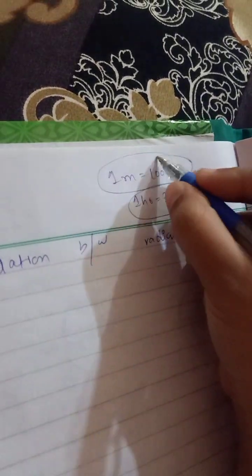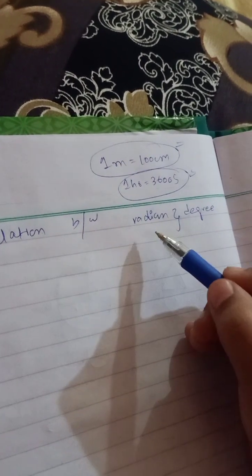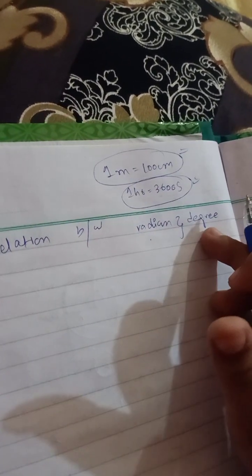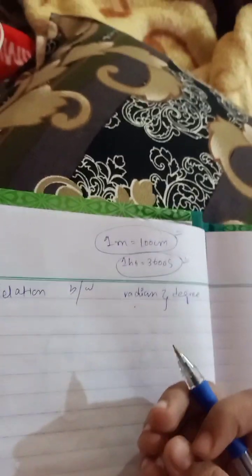So these are the constant values we are having. To find the constant values, we need to find how much 1 radian is equal to and how much 1 degree is equal to. Through the relation between these two, we will easily find them.